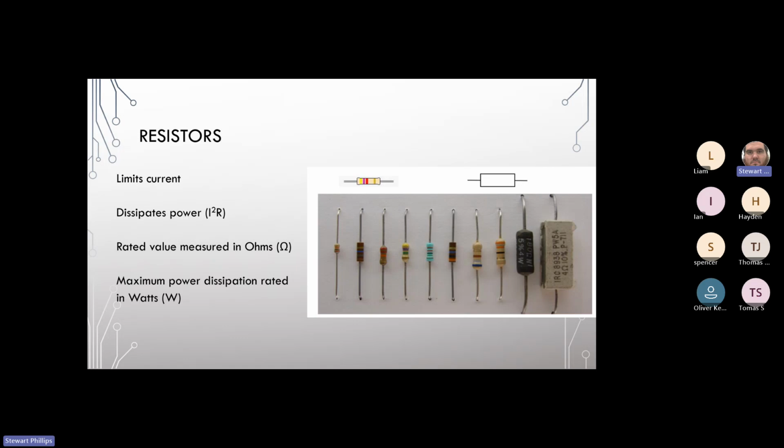If we look at the picture, the 6 to the left are quarter watt carbon. The next 2 here and here are half watt carbon, and then the last 2 are 4 watt and 5 watt wire wound resistors. So generally, the bigger the resistor, the more power it's able to dissipate.